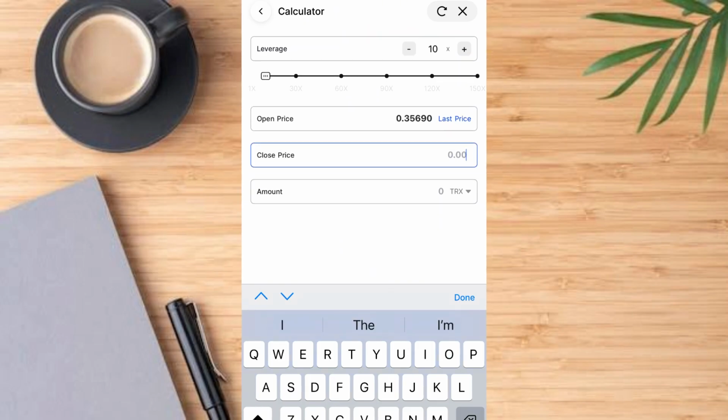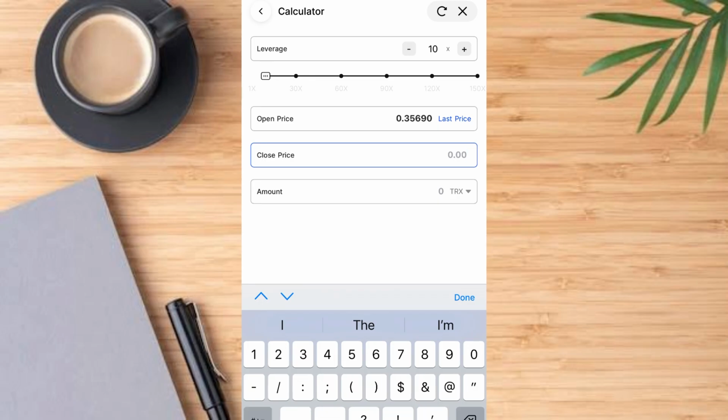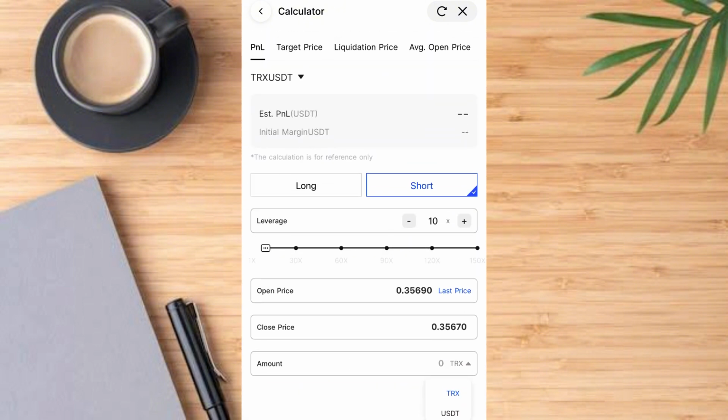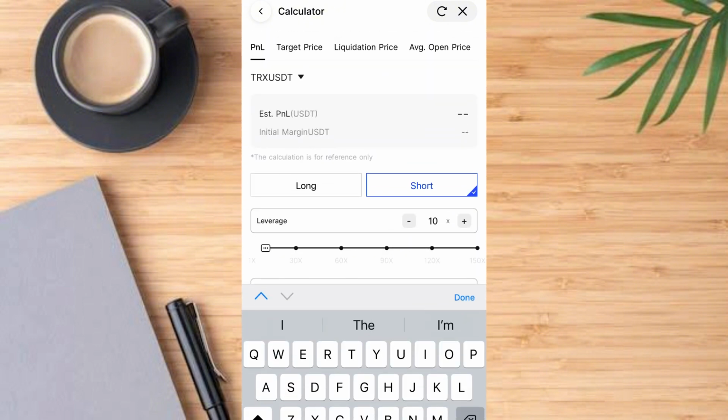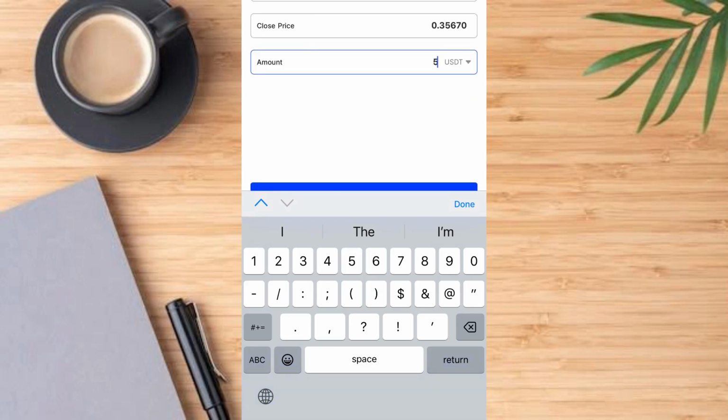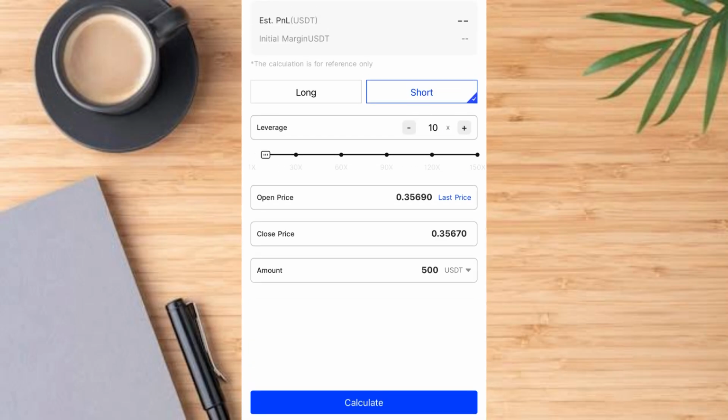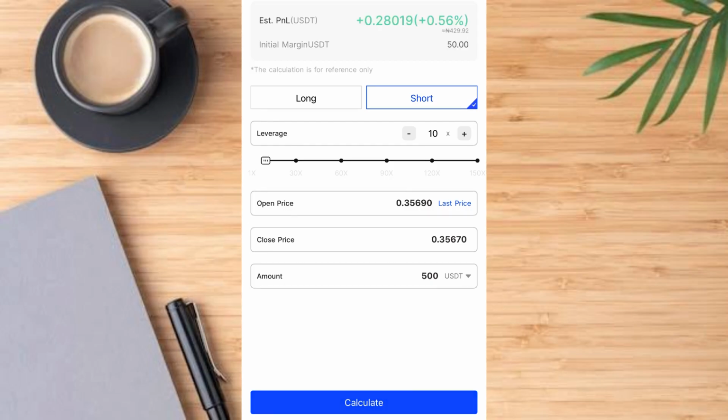Then the close price, when the price is 0.35670, we close. And the amount we want to invest in USDT this time around, let's say we are investing 500 USDT. Now you see that we've entered what we need. The price we are entering, that's our open price, and our close price, and we predict that the price is coming down. So let's tap on calculate.